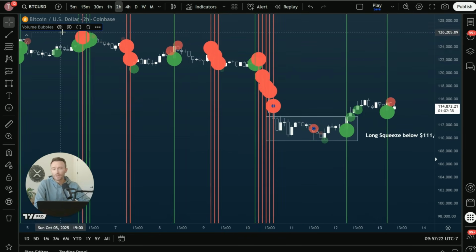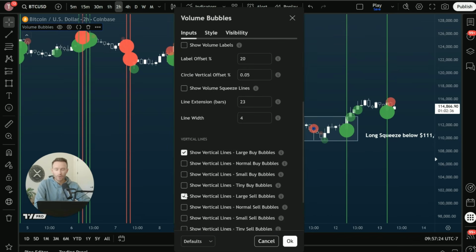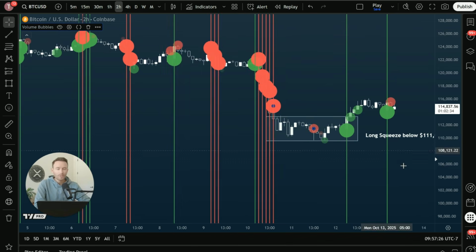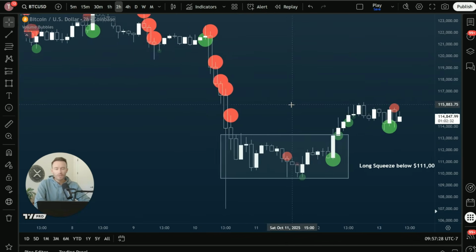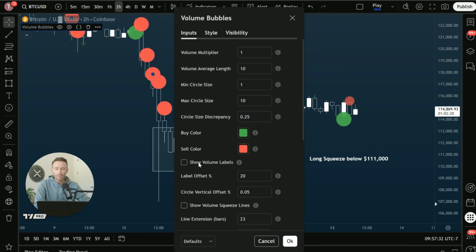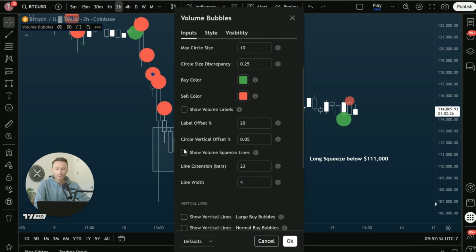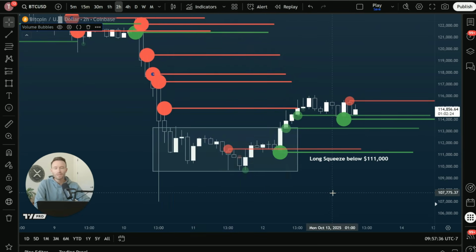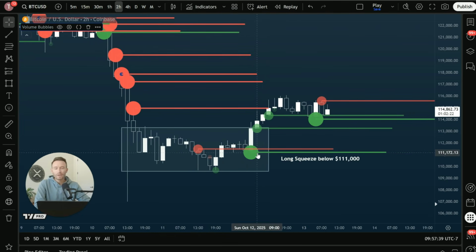Actually, in fact, let me show this to you guys, because I did this post the other day for all of our members. I said, during this consolidating period right here, we are probably going to get a long squeeze if we see the market, when we get our long squeeze, head down below 111. Why did I say that? It's because I saw this area here in the market.